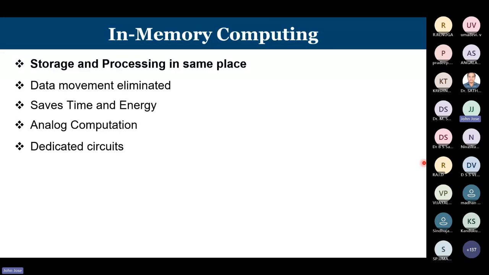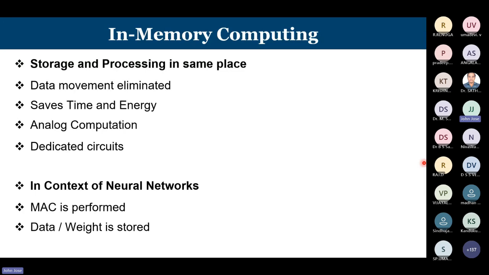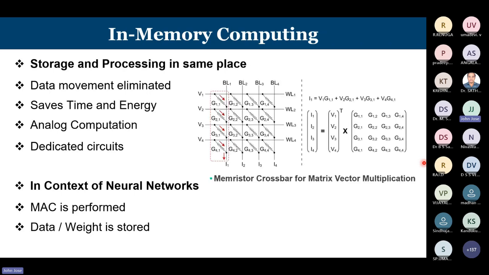And we basically use analog computation. So you require dedicated circuits. In the context of neural networks, the MAC operation is performed. We have to store the data and weights and perform MAC over there. Now, I'm trying to introduce a concept called memristor. It's a memristor crossbar. What you can see is a memristor crossbar to perform matrix-vector multiplication.